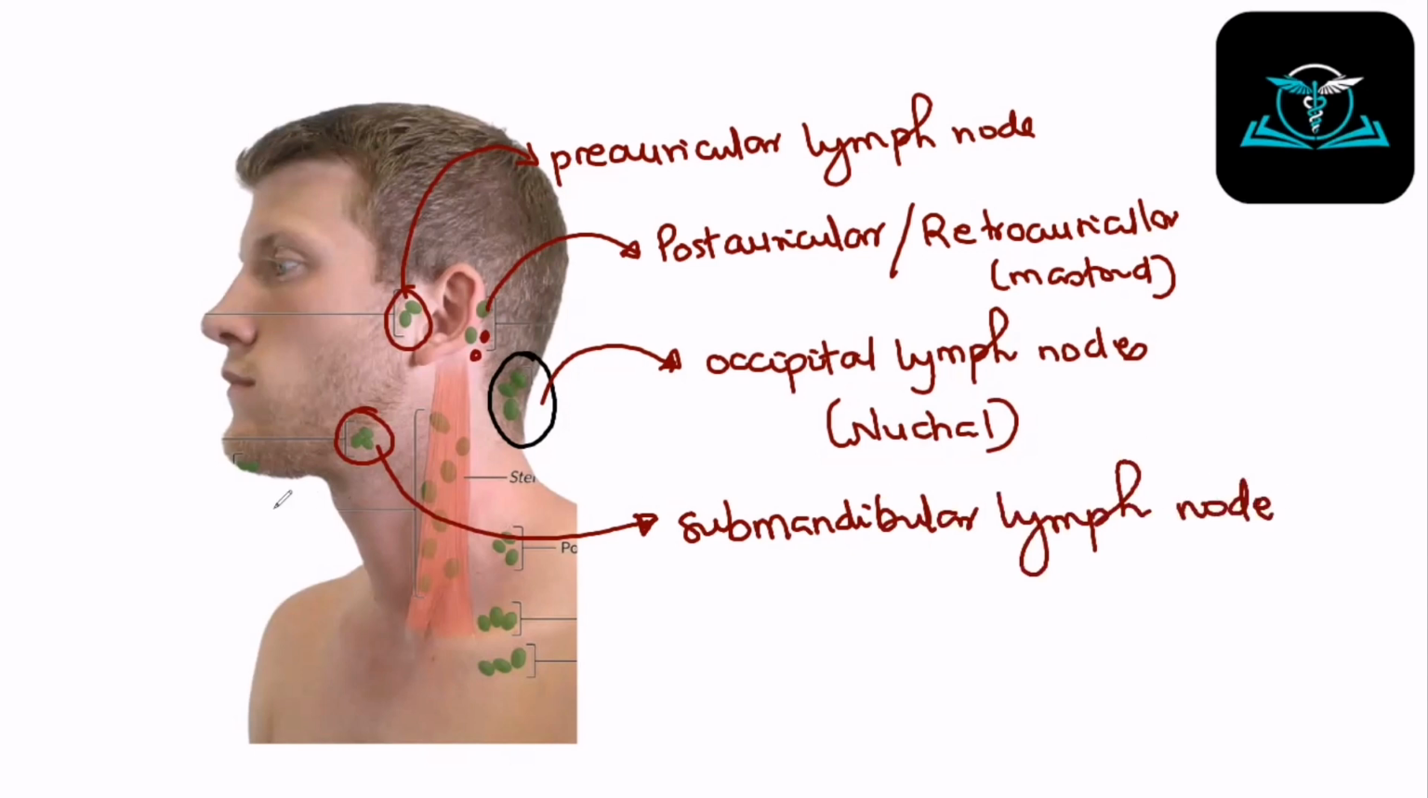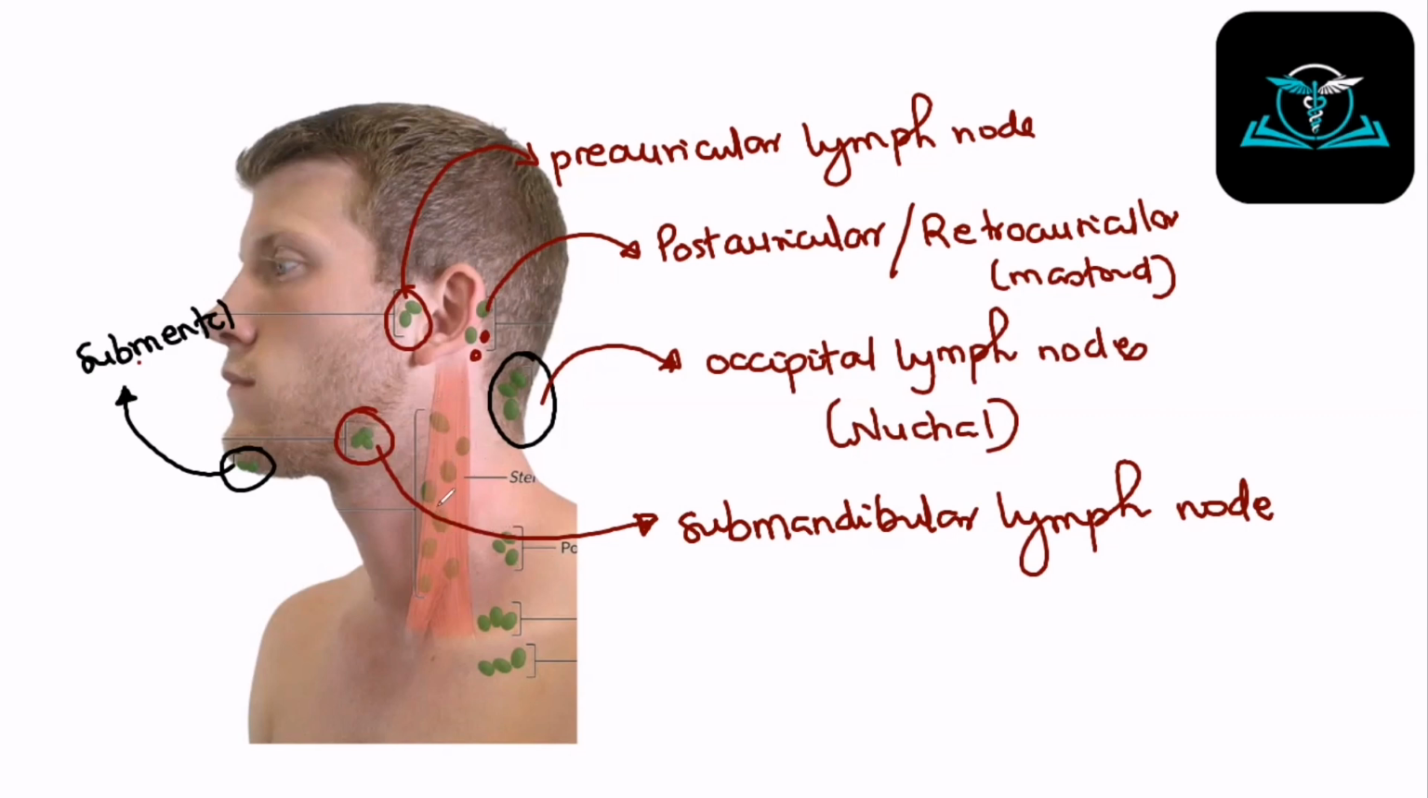Submandibular lymph nodes. Then yes, we have this group of lymph nodes below the chin, and chin in Latin is mentum. So that would be the submental lymph nodes. Okay, then deep within the sternocleidomastoid muscle, we have the deep cervical lymph nodes.